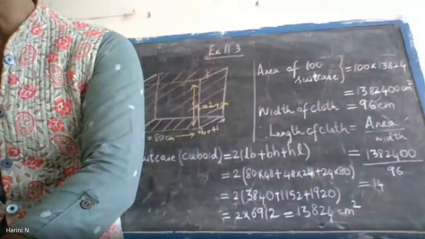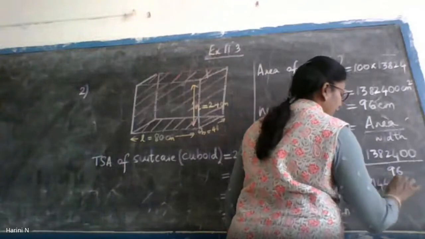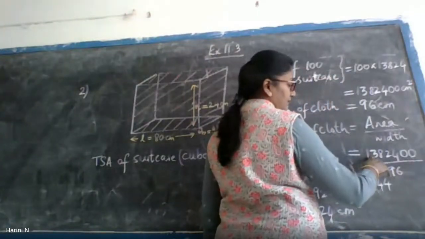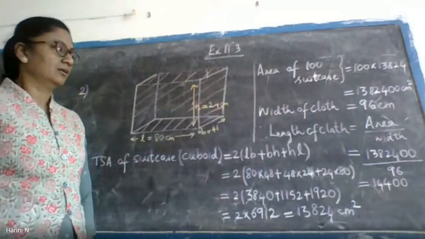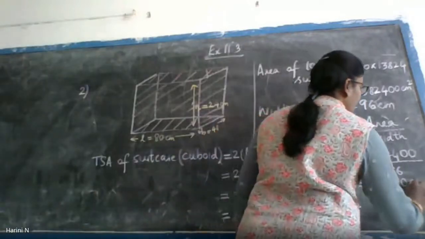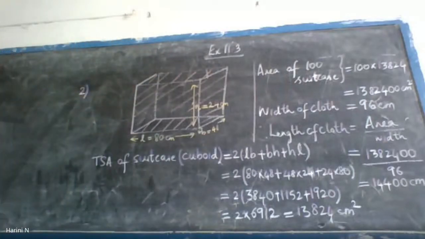The cost is also asked, no? No, only the meter. Okay. 144 times 96 is 13,824. There are two more zeros now. That also you have to add. So much is the length of the cloth which will be required. It will be 14,400.